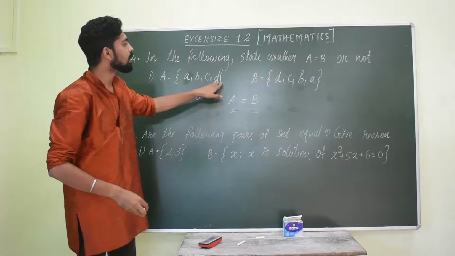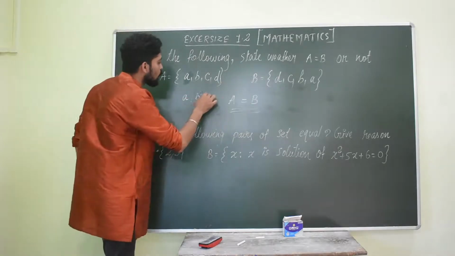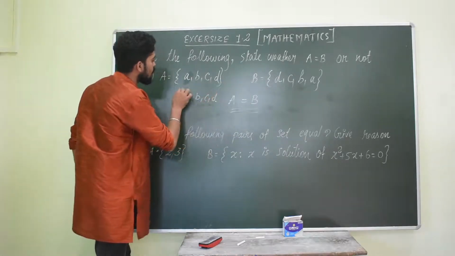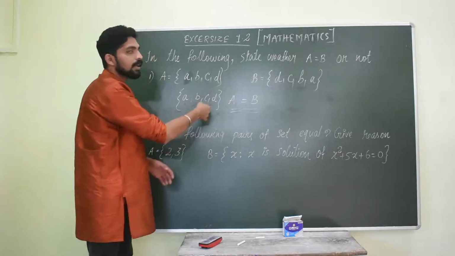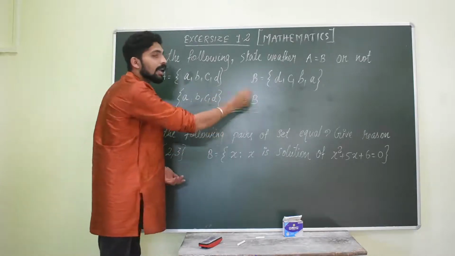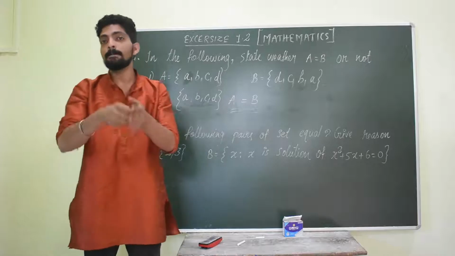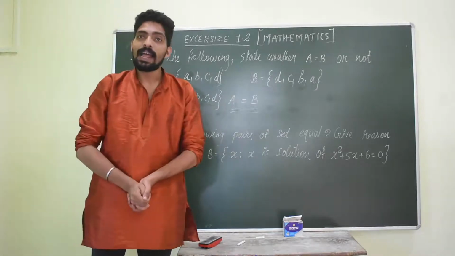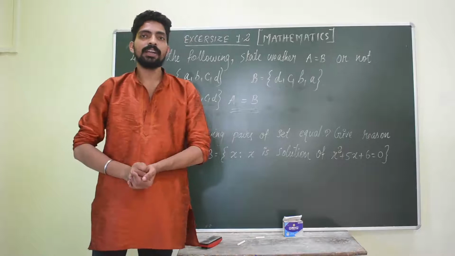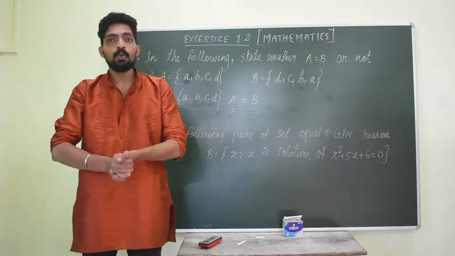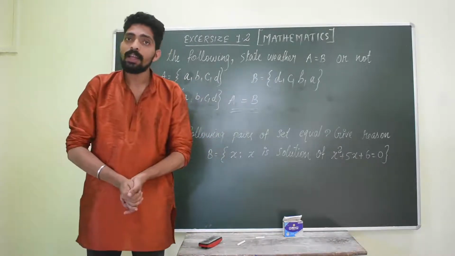From here you can check whether the elements are coming or not. C is there, D also is there, right? The elements are equal. For that, set A is equal to set B, right? This is the answer for the first question. The remaining questions you can do, that I gave you as homework, right?